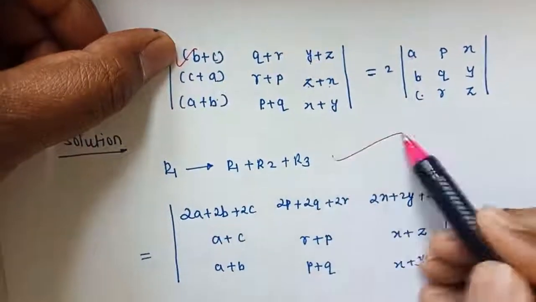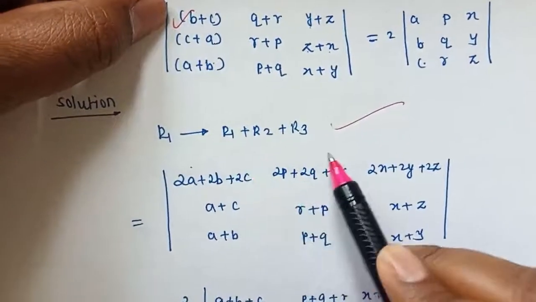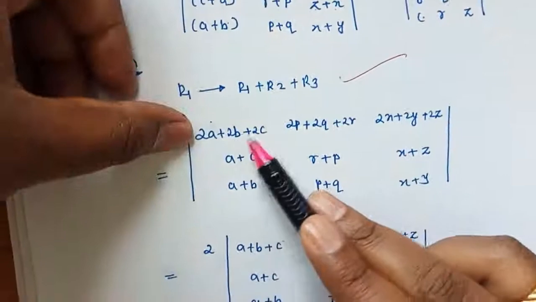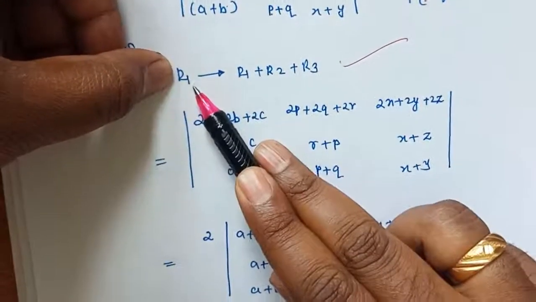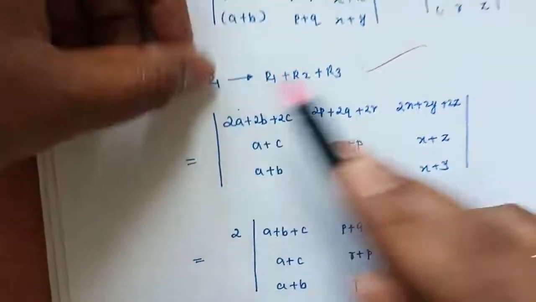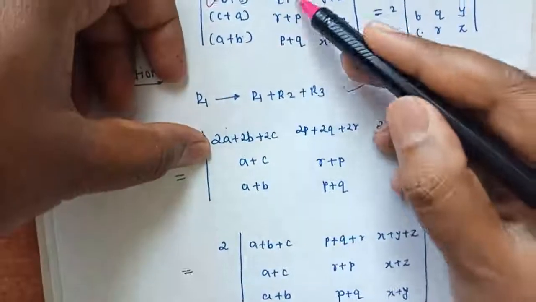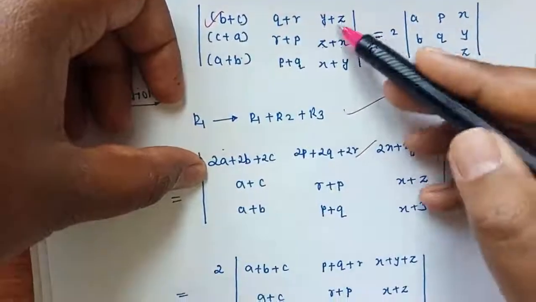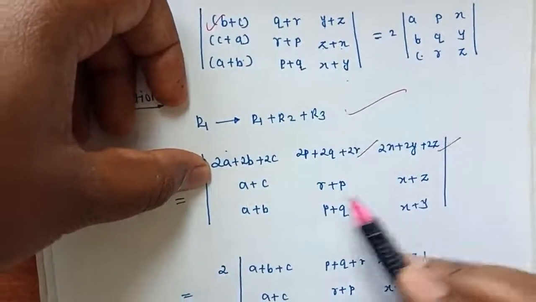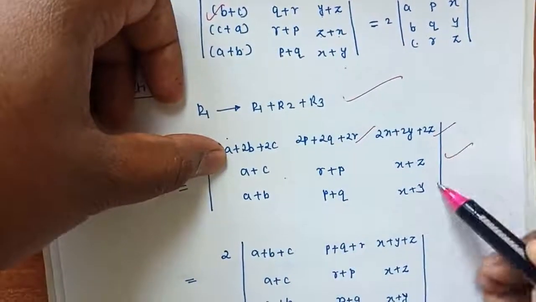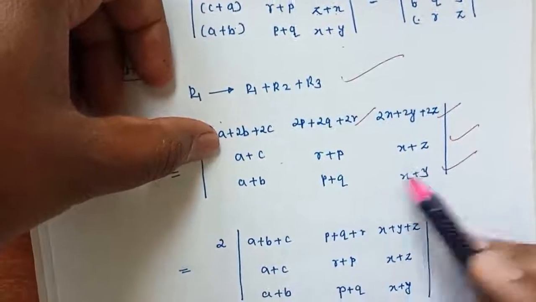So same thing I will do. R1 changes to R1 plus R2 plus R3. So as I said, only R1 is changing by addition of all these row elements. So this plus this plus this will come this. All the three row elements will give this, and all the three row elements will give this 3. And now R2 and R3 will be unchanged, as it is.